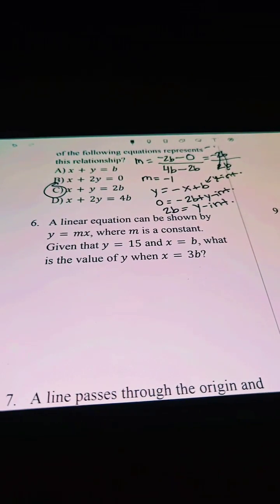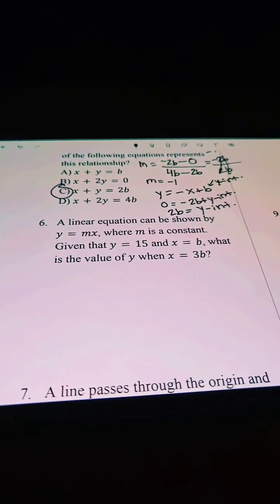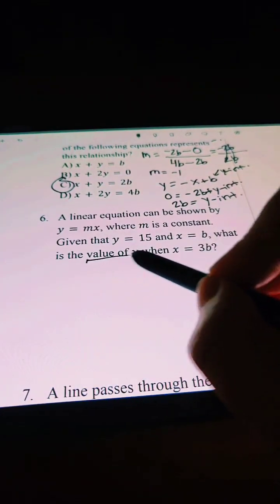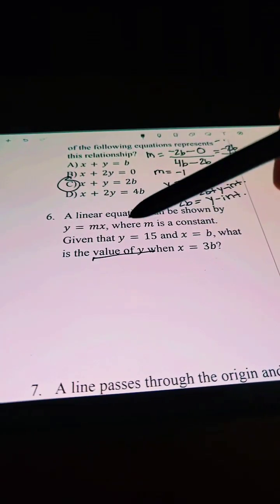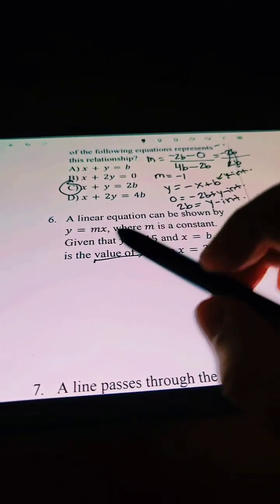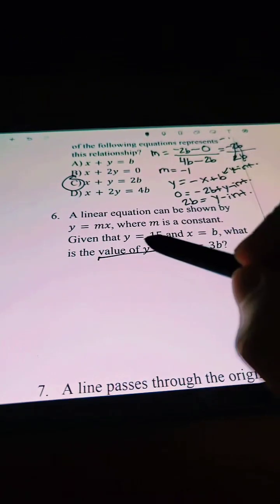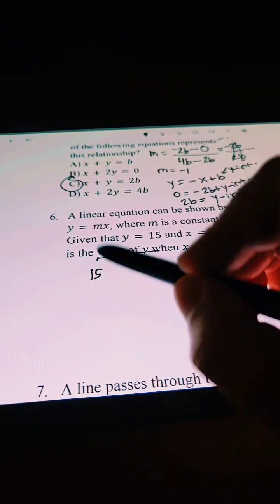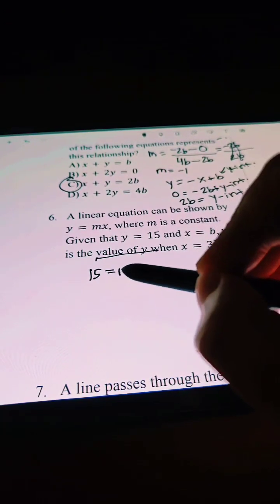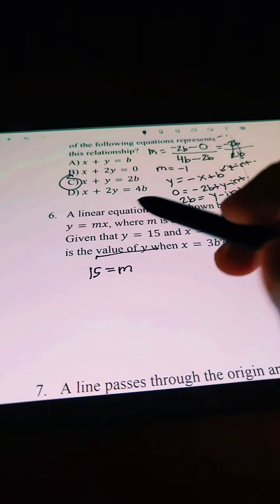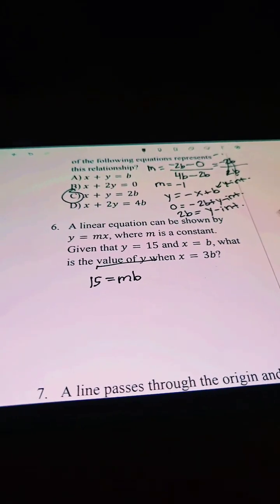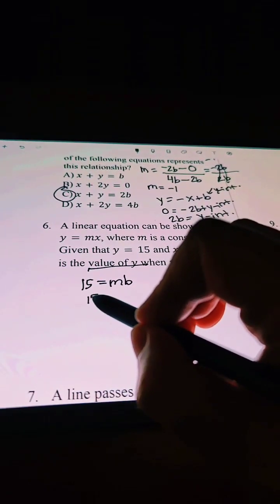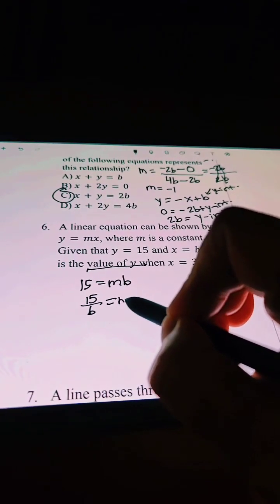What is the value of y when x is equal to 3b? So they gave us a value for x and a value for y that we can plug into this equation right here. So for y, I'm going to plug in 15, and I'm going to say that equals m times, and then instead of an x, I'm going to have a b. So if I divide by b on each side, that's going to get me the m by itself.